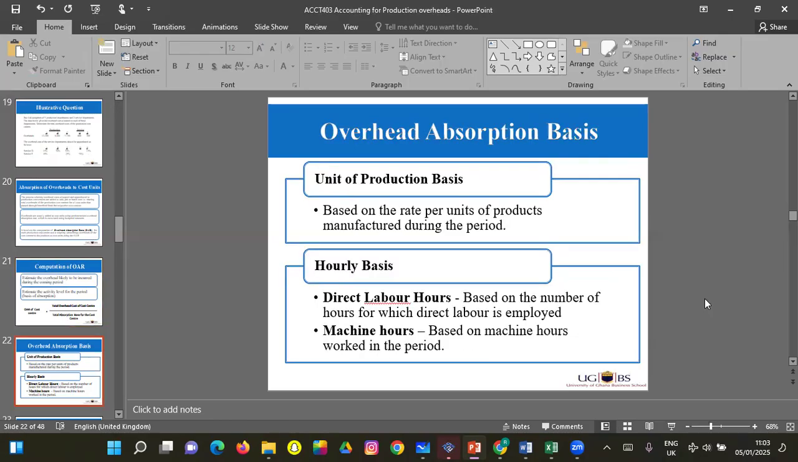So look at it here. It is on the basis of units produced. If it is on the basis of units produced, then it is what? Total budgeted overhead all over the units produced, right? We will solve an example very soon. Then on an hourly basis, we have the direct labor hours and the direct machine hours. So direct labor hour rate is just going to be total budgeted overhead over direct labor hours. Then the machine hour rate is also going to be total budgeted overhead over total machine hours.